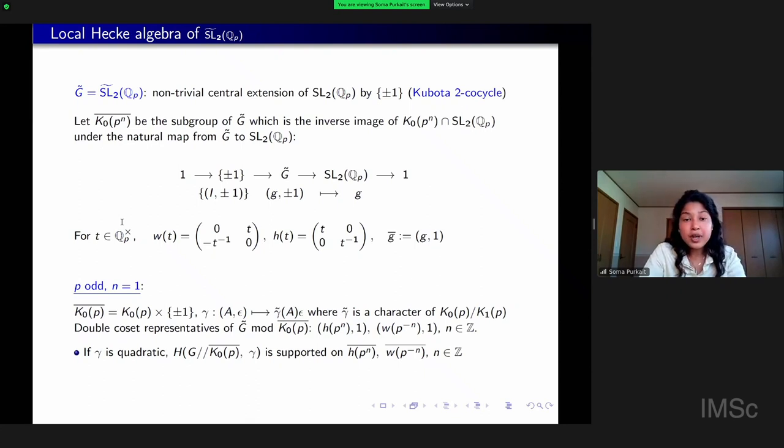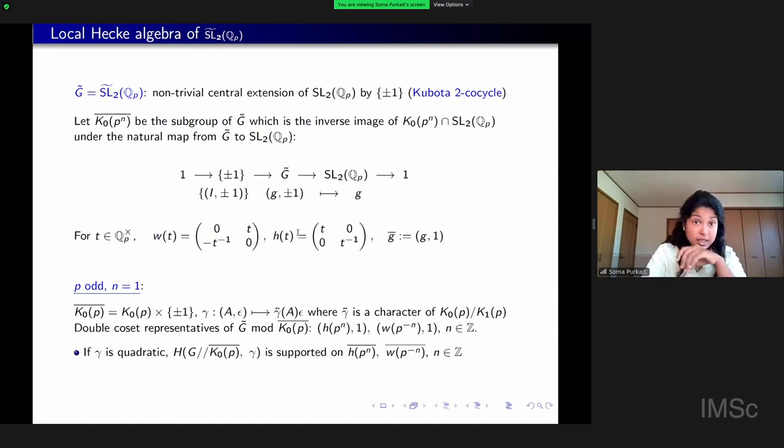Okay, so let me now define the elements which I'm going to work with. I'm using again the same notation for W_t, but it's just determinant one, so it's kind of just adjusting the notation. For t in Q_p star, W_t is (0, t; -t^{-1}, 0), and H_t is the diagonal element (t, 0; 0, t^{-1}). I usually denote this g bar. So we have one factor plus minus one, so g bar would denote (g, 1).